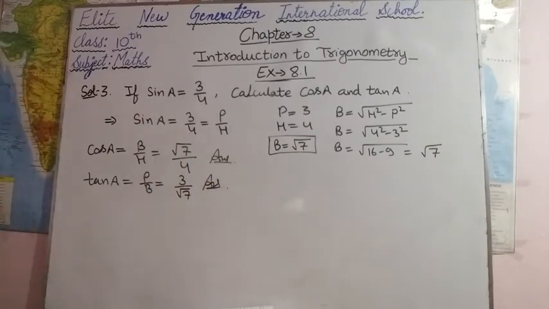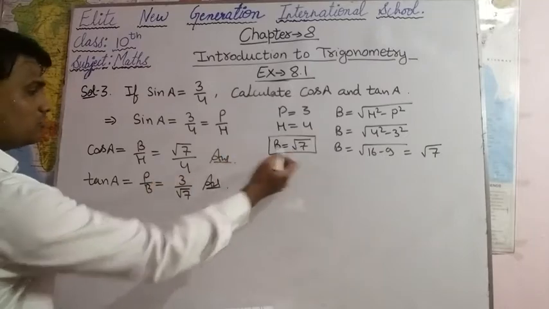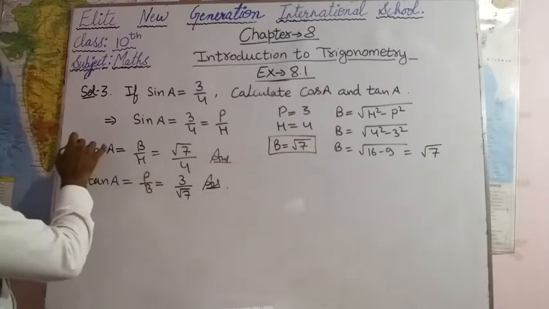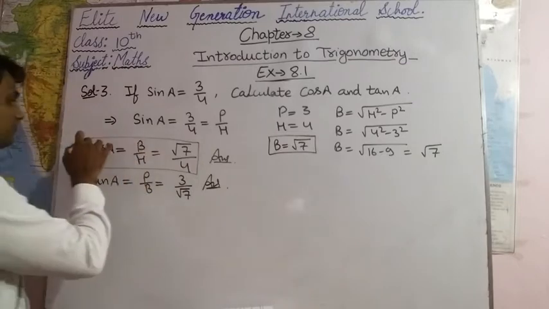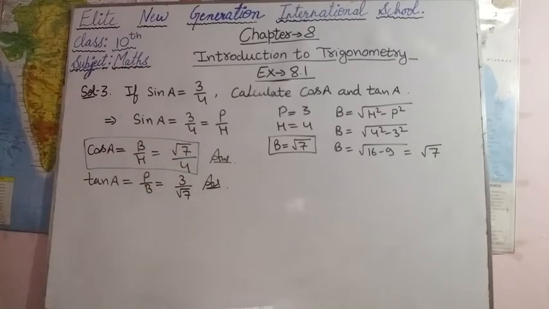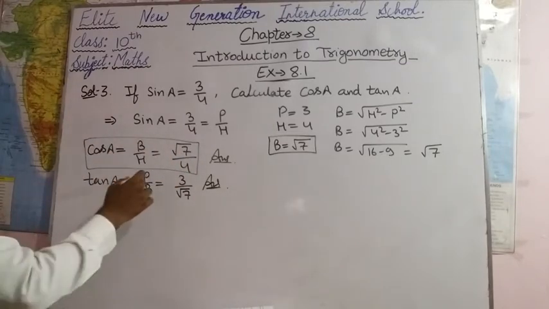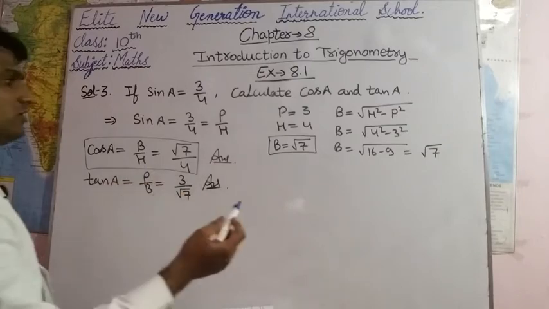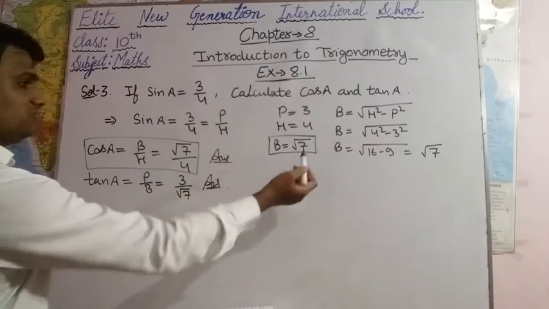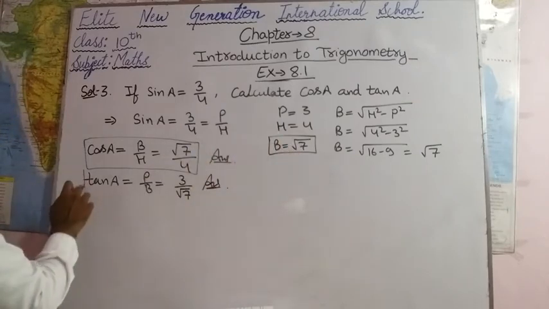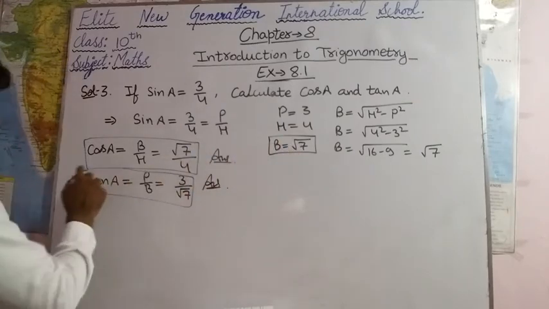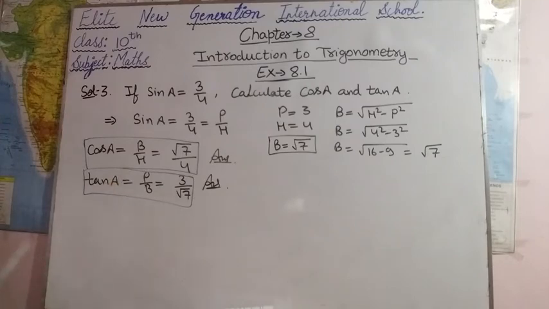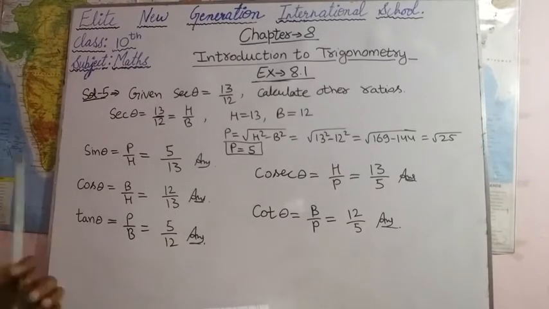Now we have to find the value of cos A. As we know, cos A will be equal to base upon hypotenuse, and base equals under root 7 and hypotenuse is 4. So the value will be under root 7 upon 4. Now after this, tan A. The value of tan A will be perpendicular upon base, and perpendicular is given as 3 and base we have found as under root 7. So tan A will be equal to 3 upon under root 7. So this will be the answer. Now after this, see the next question. So see question number 5.